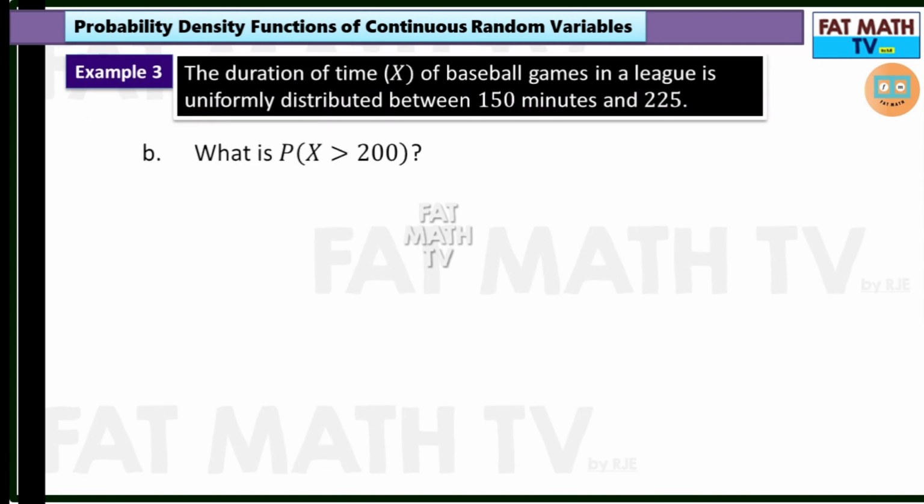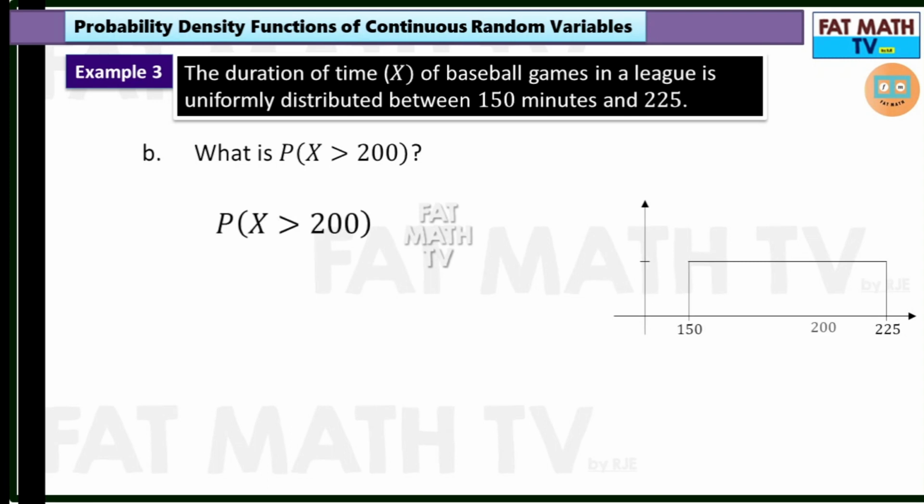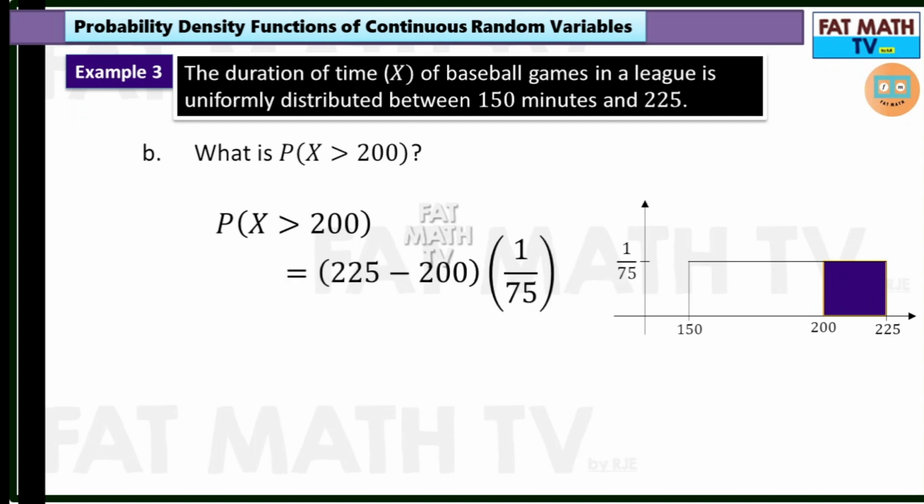Letter B, probability that X is greater than 200. So we have that 200 to 225, that is 25 units. So 25 times 1 over 75, which is the height. So that's 1/3. Divide 25 by 25, that's 1. Divide 75 by 25, that's 3.